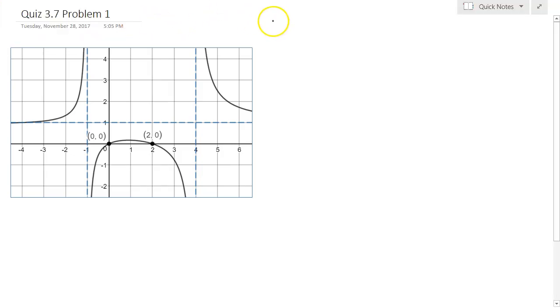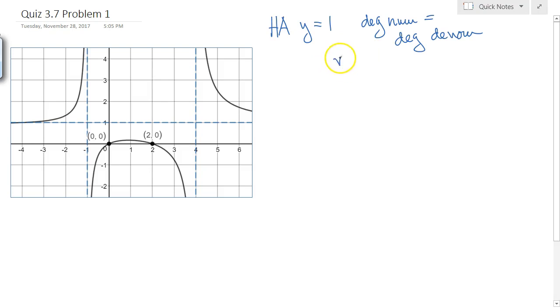So, I'm going to start writing down the characteristics that I see. The first one is the horizontal asymptote, which is at y equals 1. And that tells me two things. One, the degree of the numerator is the same as the degree of the denominator. And I also know that the ratio of the leading coefficients is 1.